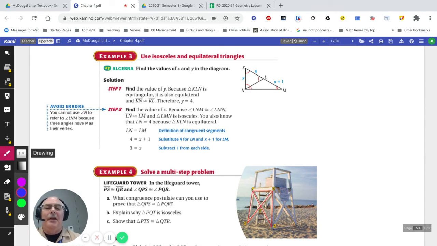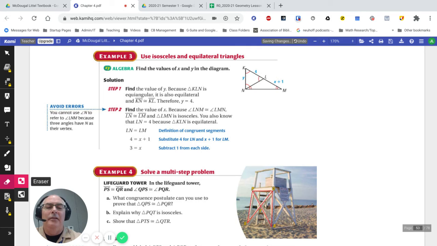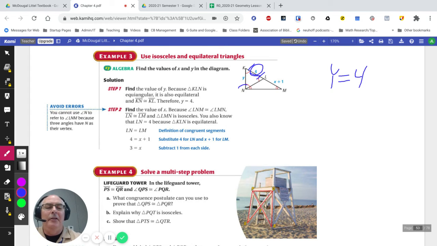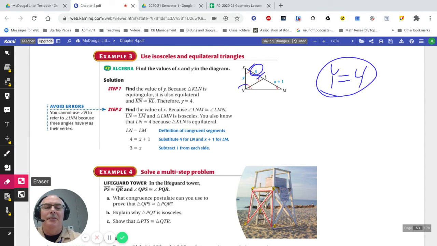When I look at an example like this, what I'm going to have to do is evaluate what I know about my triangles. Well, the first thing I know is that this triangle is an equilateral triangle. I know that because all three of the angles are shown to be equal, there, there, and there. And since one side is going to be 4, I know by definition y is going to be equal to 4. So I get that just by evaluating the triangle itself.